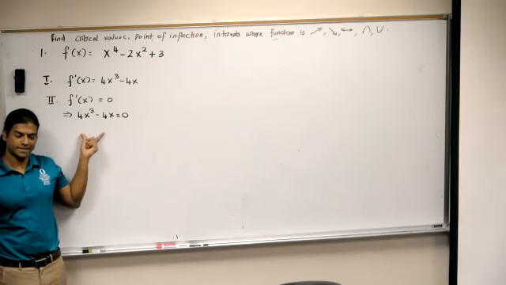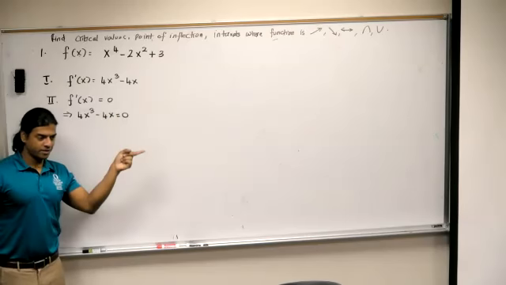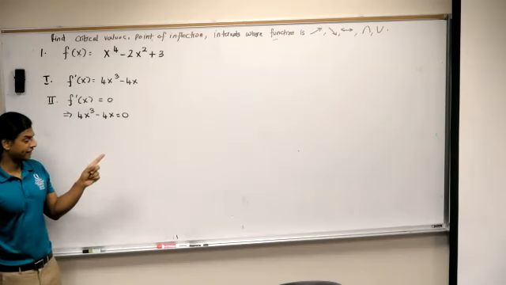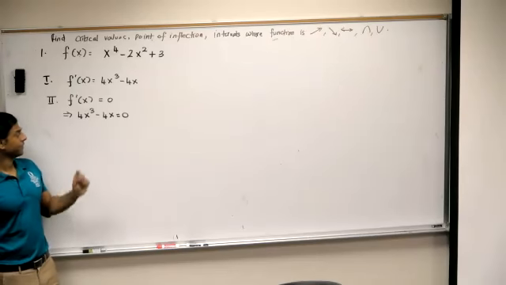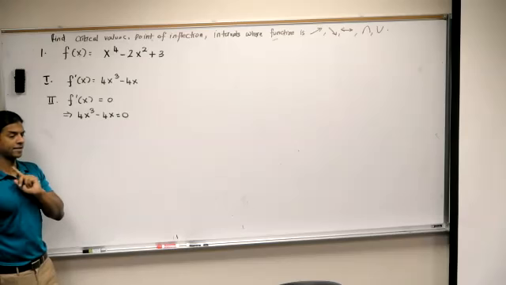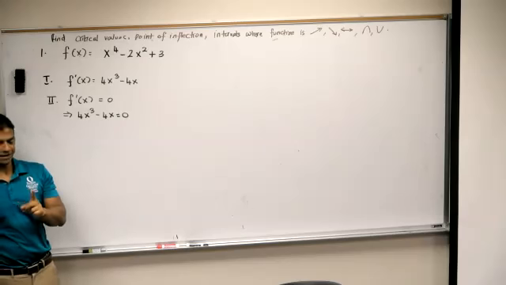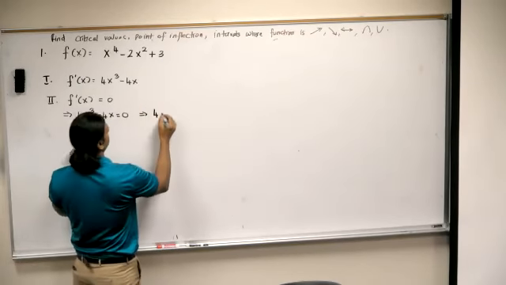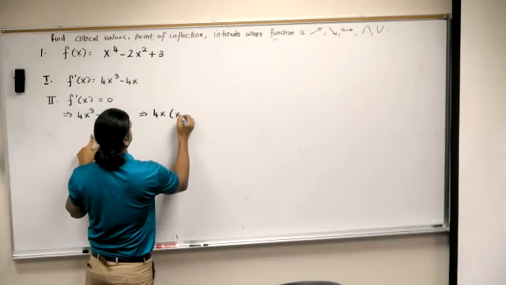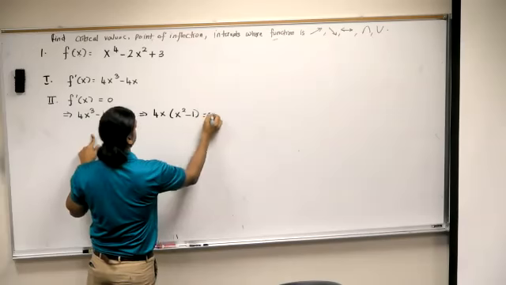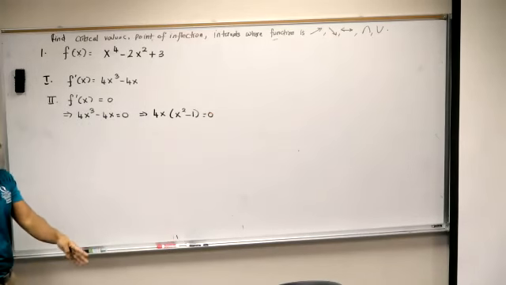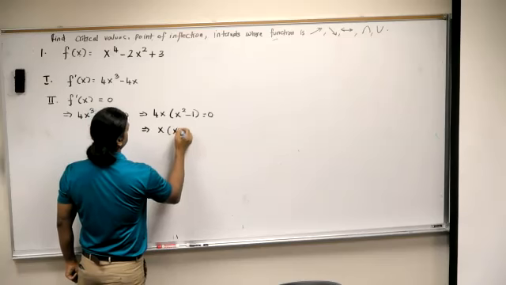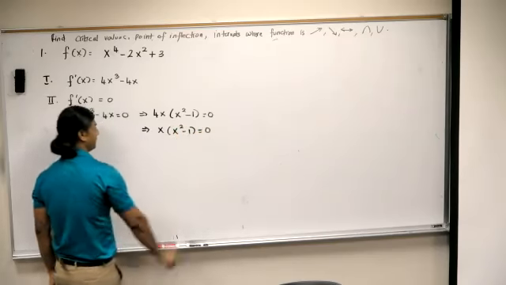Most common mistake: you would move that 4x to the other side, get rid of the 4, get rid of the x's, and then solve for x, and you get x is equal to plus or minus 1. Incorrect. Factor it out, so you have 4 times x squared minus 1 equals 0. Divide by 4. x times x squared minus 1 equals 0.